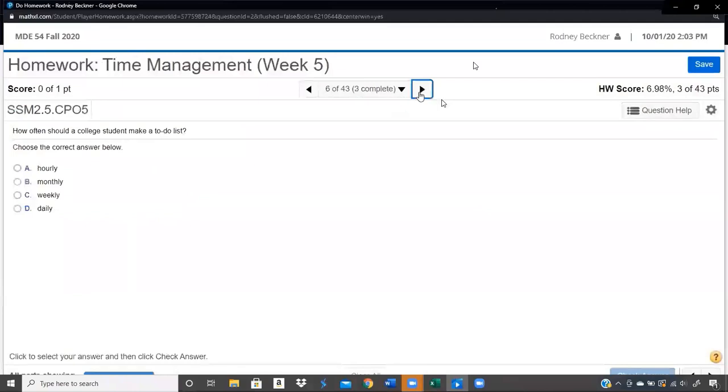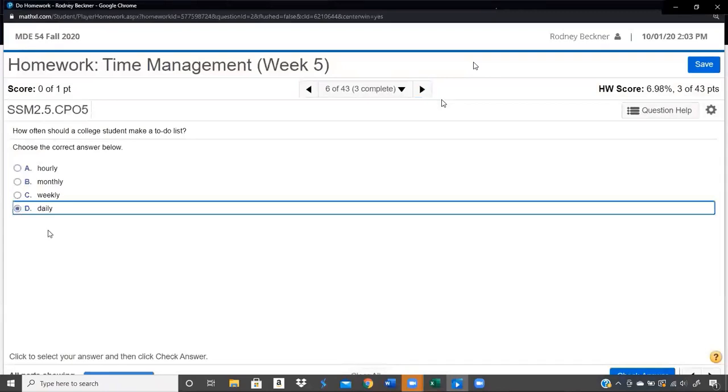How often should a college student make a to-do list? Hourly, monthly, weekly, or daily? So there's 2 answers in my head for this one, and it depends on how in-depth we're going to go with the to-do list. I'm a big fan of the daily to-do list, so my gut is to go with daily, but I also have talked about how we can take a whole week's worth of planning and section it out. Do 1 hour on Monday, then 1 hour on Tuesday, then 1 hour on Wednesday, 1 hour on Thursday, 1 hour on Friday.